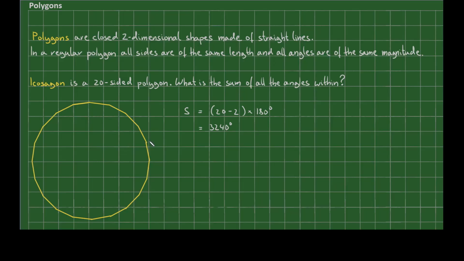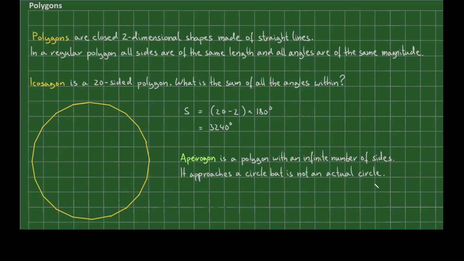Now you may have noticed that this icosagon that I have drawn is starting to look a lot like a circle. What if we had a polygon with an infinite number of sides? In other words, what if we had an apeirogon? An apeirogon approaches a circle, but it is not an actual circle.